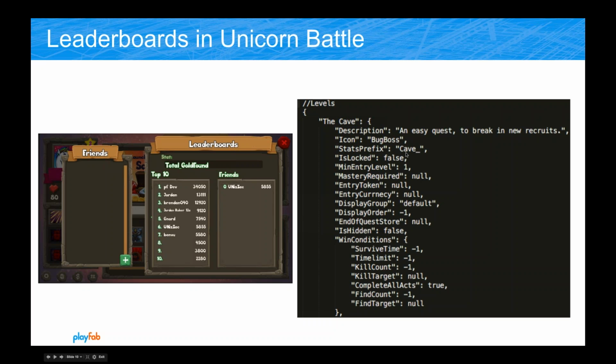But for each level, I have a stats prefix. And this shows that all stats that are tracked for the cave will have the cave prefix. So there is an equivalent cave_gold_found. So you can see how much gold you found at each level, as well as how much gold your player has found in total across all characters for that user. Pretty neat to be able to do that, and very easy to keep them all in sync.